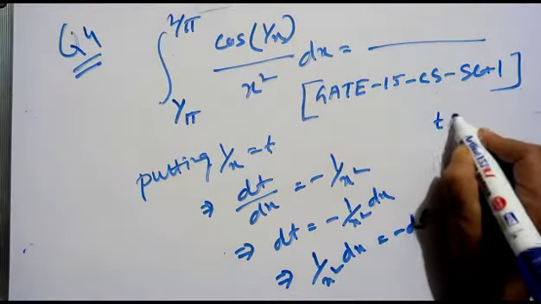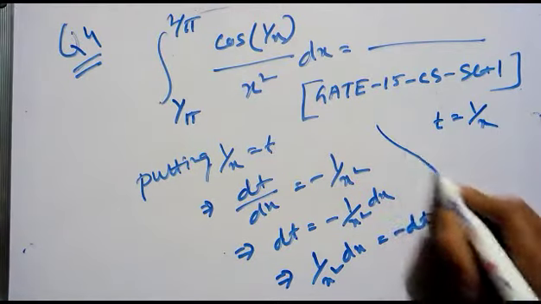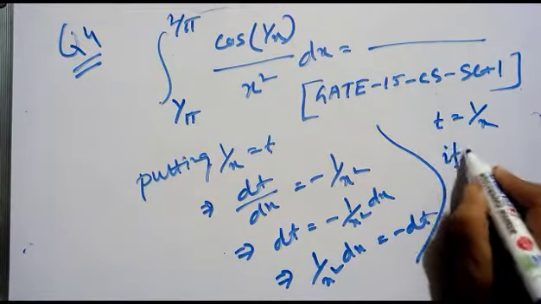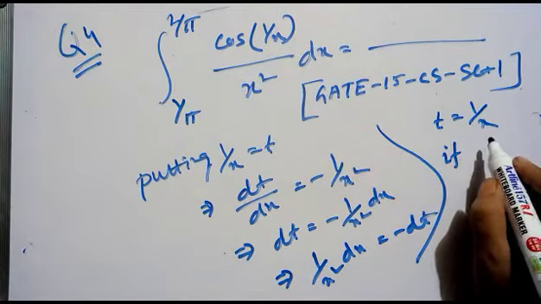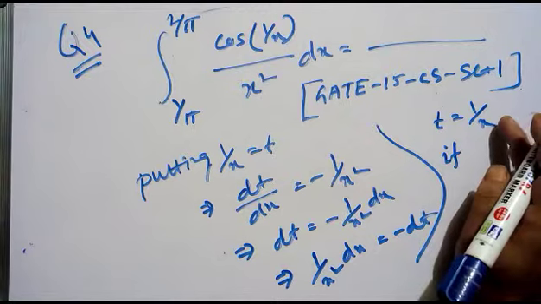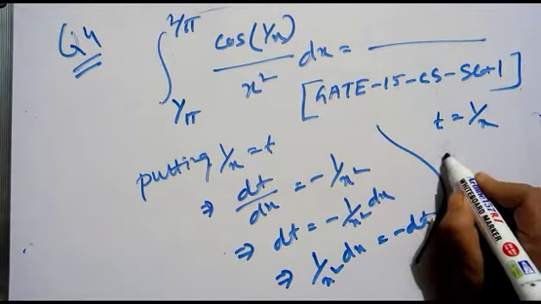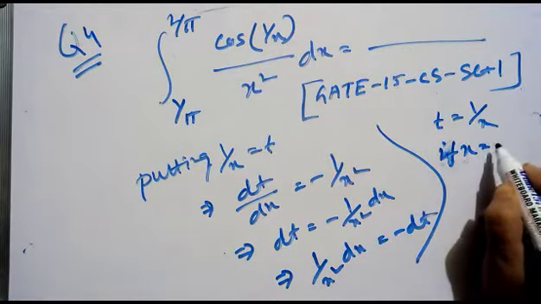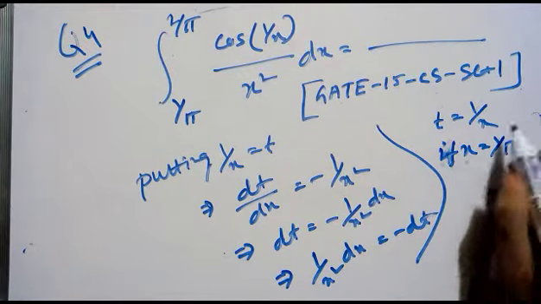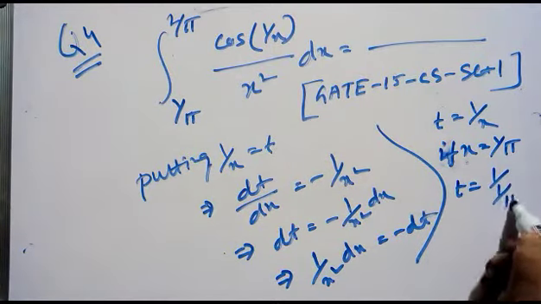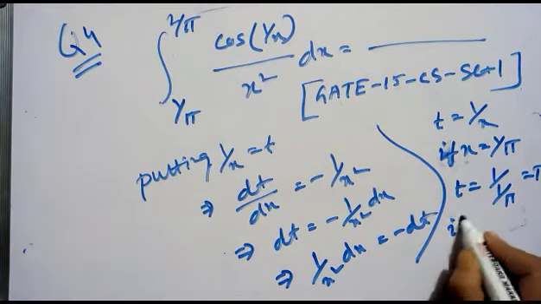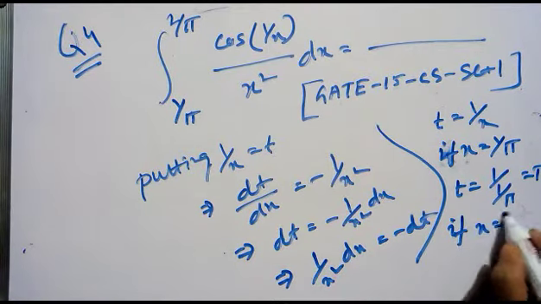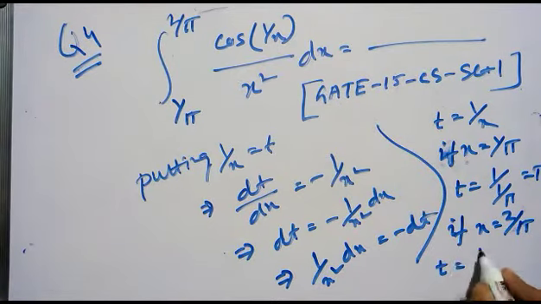As we consider t equal to 1 by x, if x equal to 1 by pi, that means t equal to pi, clear? And if x equal to 2 by pi, that means t equal to 1 by x, that means pi by 2, clear?